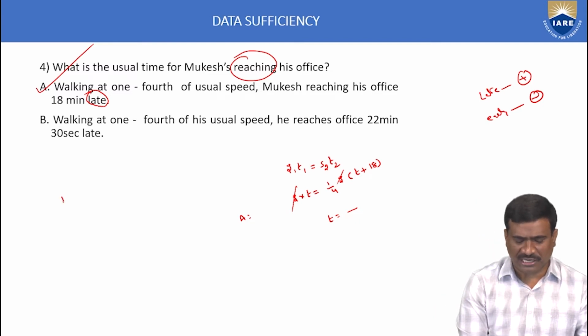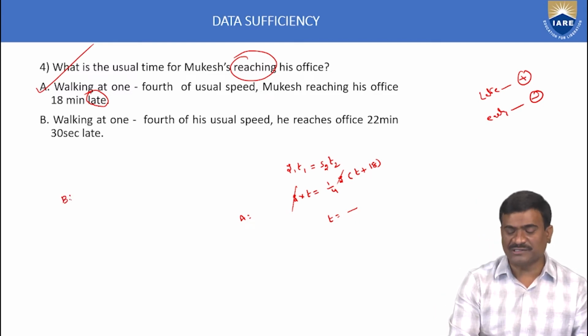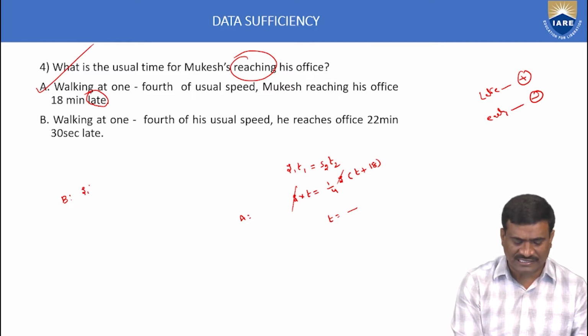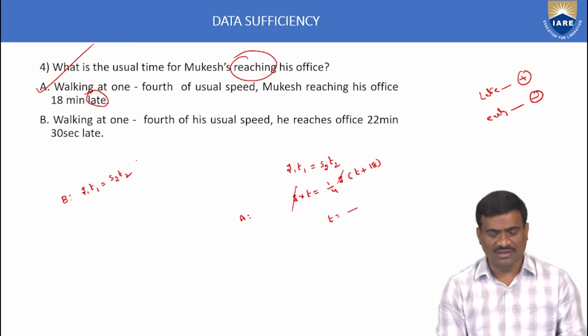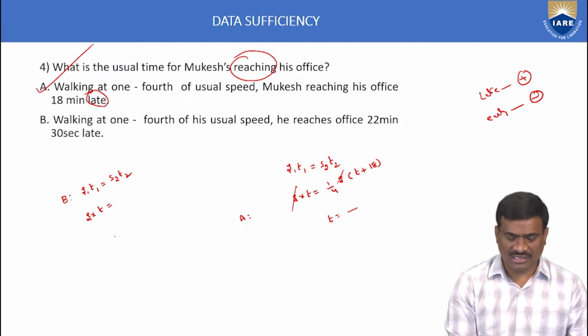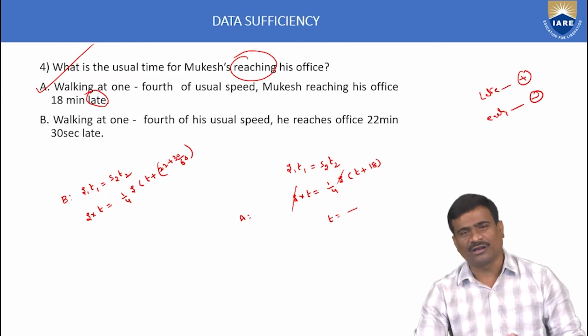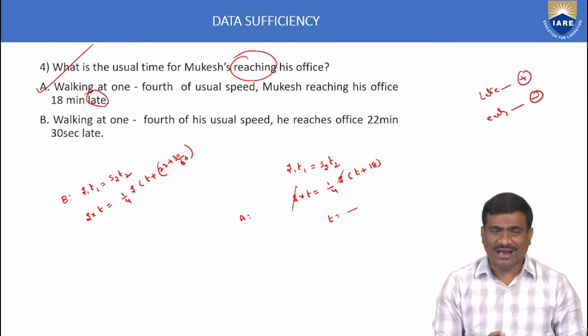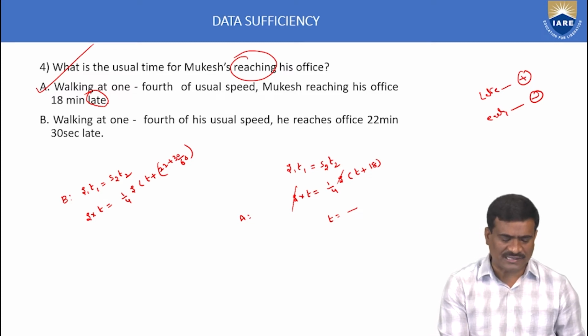Similarly, statement B implies, again using the same method because it is reaching his office, the distance is constant. S1 T1 is equal to S2 T2, where S1 is equal to S, T1 is equal to T, S2 is similarly 1 by 4 into S, where T2 is equal to 22 minutes 30 seconds. The 30 seconds must be converted into minutes by dividing by 60. Conversion is also important. Again, same method using LHS and RHS.